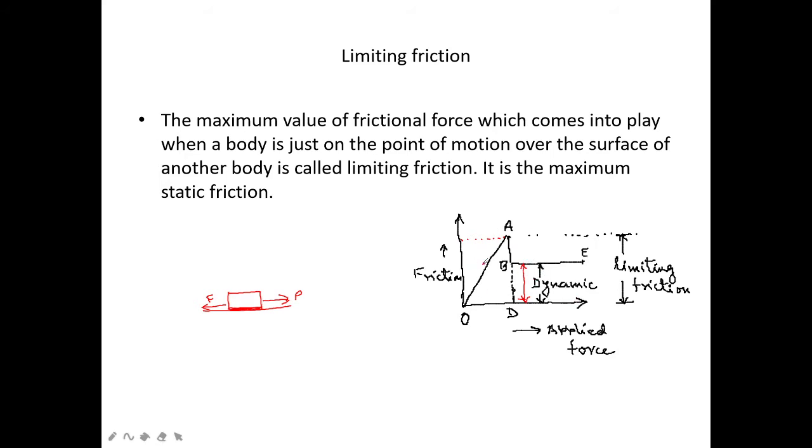So, from this figure, you can easily say that the dynamic friction is always less than the static friction. Dynamic friction, mu k, is always less than mu s, static friction. So, dynamic friction is always less than the static friction.